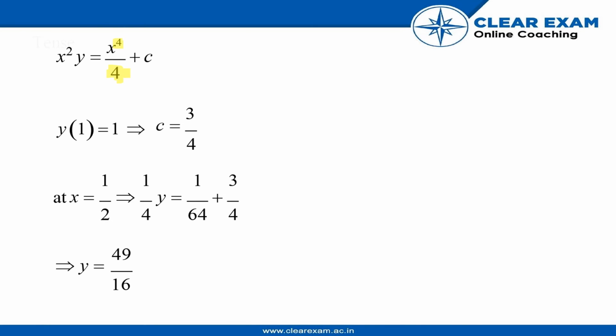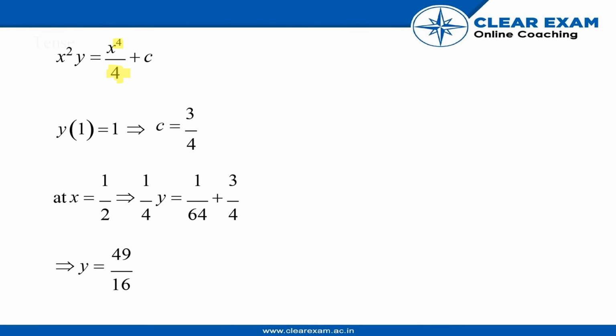Now we need to find this c. So y of 1 equals 1, it has already been given. So it would give us c as 3 by 4, right? Because here x would be put as 1, so y equals 1 to the power 4 upon 4 plus c. So c would come out to be 3 by 4.